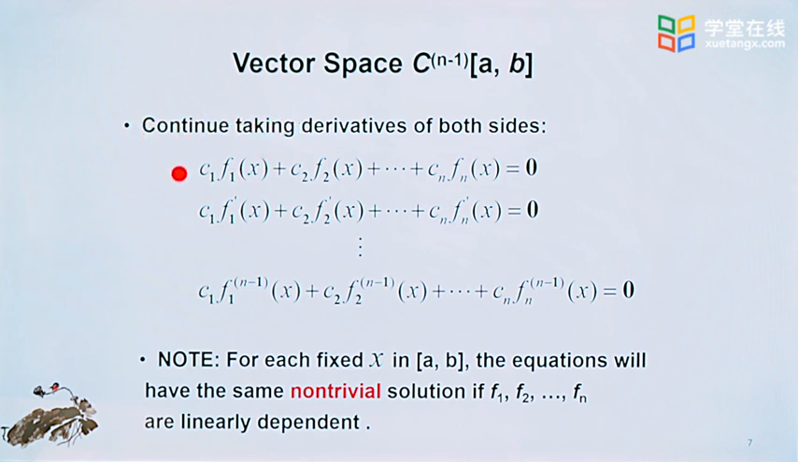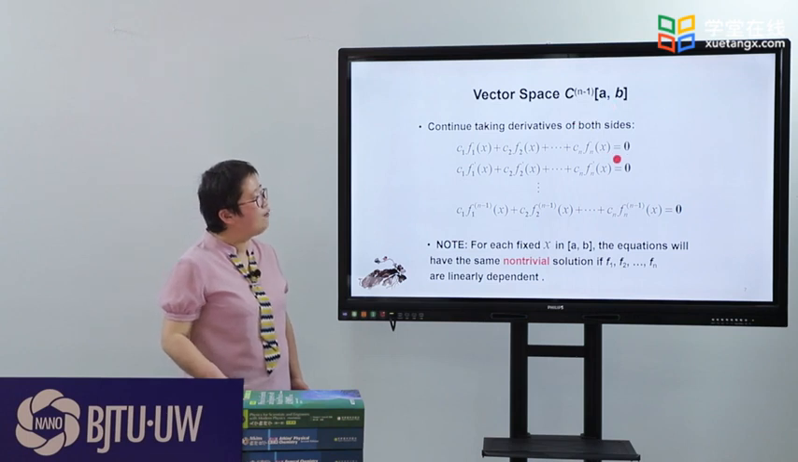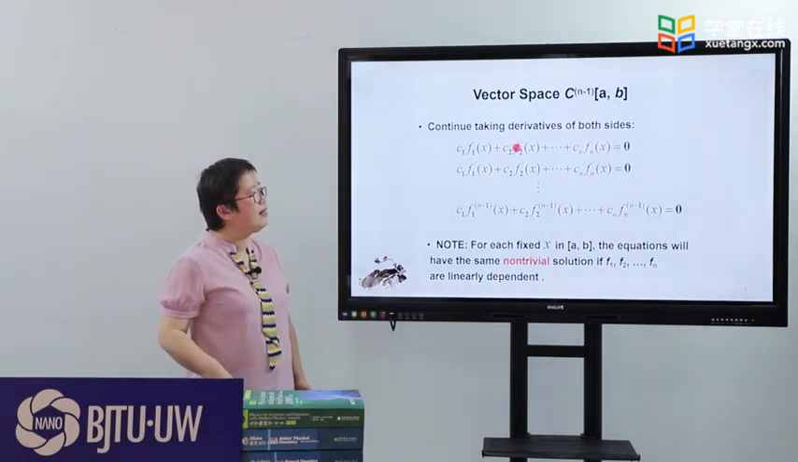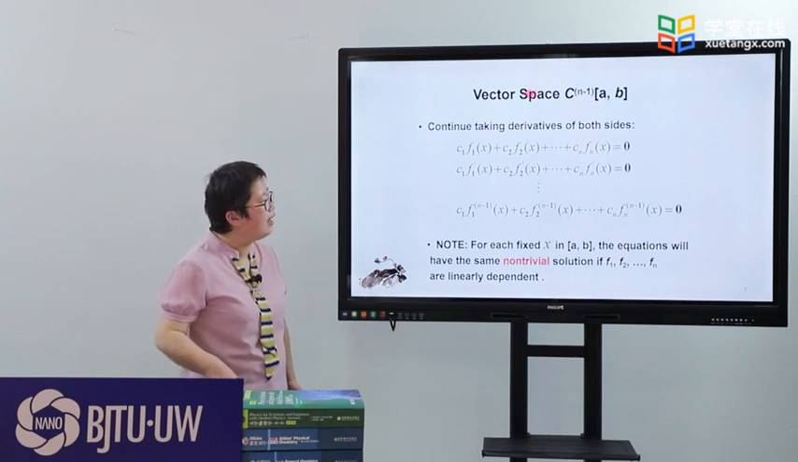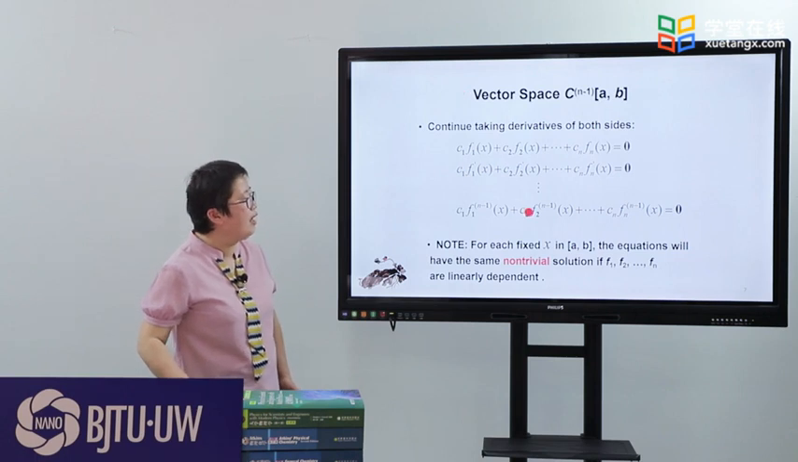So if this system has the same non-trivial solution, then it is possible that f1, f2 till fn are linearly dependent for every x in the closed interval a to b. Remember this, okay? So this is a strong restriction, right? For each x in this closed interval, if they are linearly dependent, the system has the same non-trivial solution. Each equation has the same non-trivial solution.